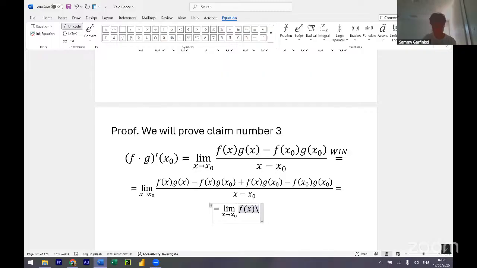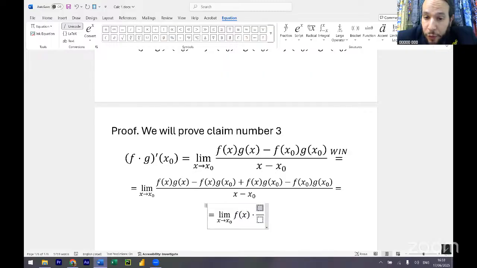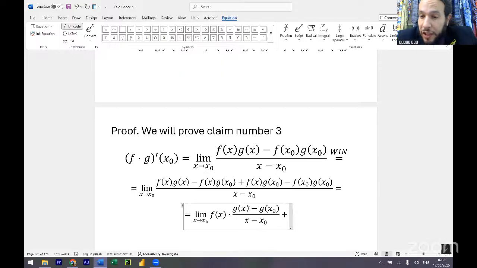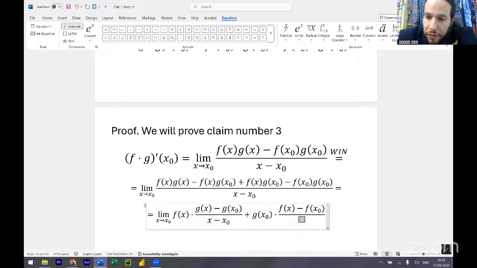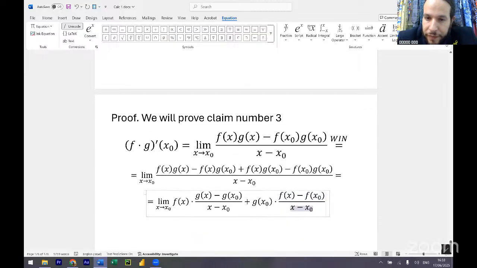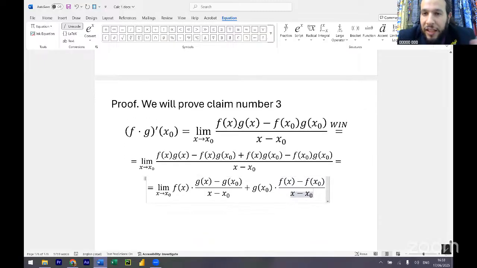f of x. And what we are left with is g of x minus g of x0 over x minus x0. Plus, what is the common factor between the other two? g of x0 multiplied by f of x minus f of x0 over x minus x0. Do you agree with the algebra here?